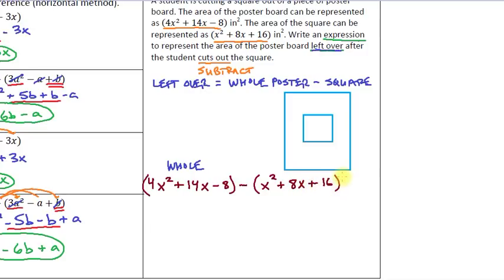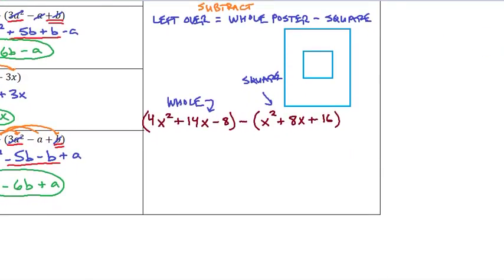Now look what you did mathematically. You're taking the whole thing. Let's put an arrow here so we can see. This is the whole thing, and this is the square, which is exactly what we wrote in our diagram, written out as word equations. The whole poster minus the square. Alright, now this should look familiar to you. This is exactly what you've been doing in our last examples. Let's go ahead and do the math here. I'm going to use the horizontal method. You can use the vertical method if you want. So here's the horizontal method.